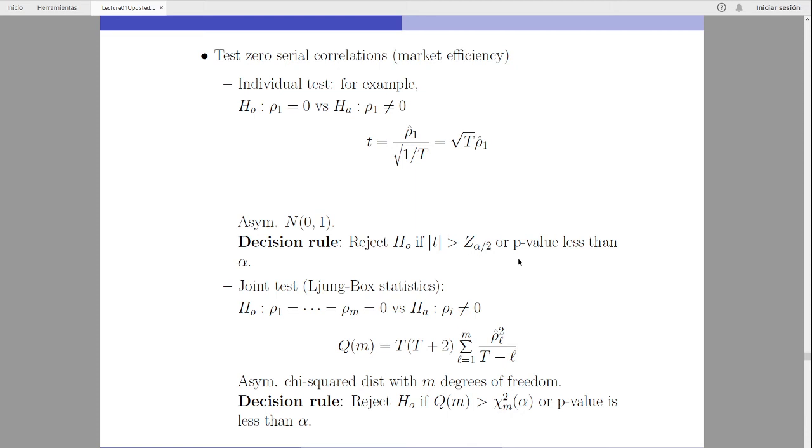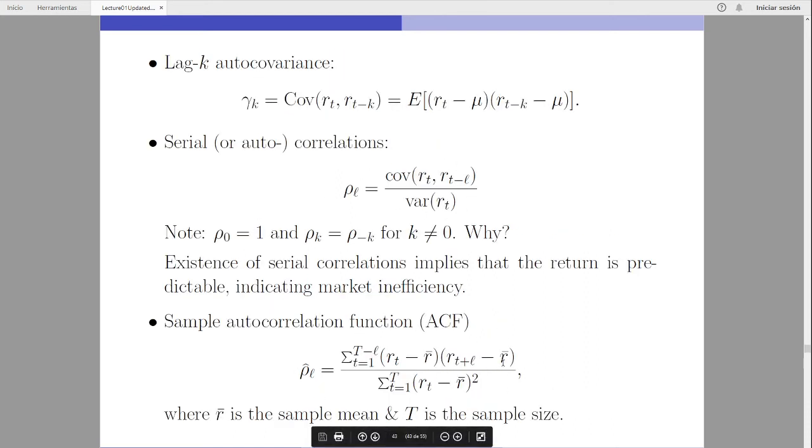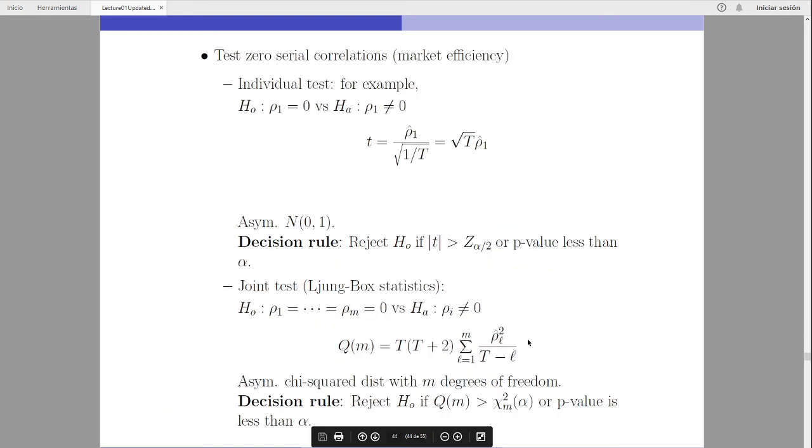Now for a little more powerful one, we're going to check the Ljung-Box statistic. Null hypothesis: all these rho sub L are 0. Alternative hypothesis: some rho sub L is different from 0. So the function Q sub M, T times T plus 2, and this sum of all sample autocorrelation functions squared divided by T minus L, has a chi-square distribution with M degrees of freedom. And so we will reject our null hypothesis if the value we get in our chi-square is bigger than what it should be, or if the p-value is smaller than the significance level.